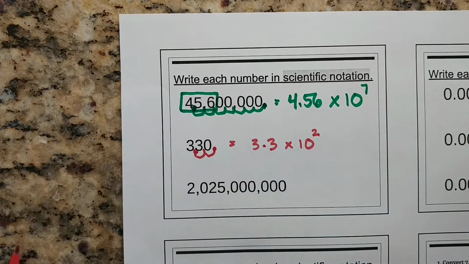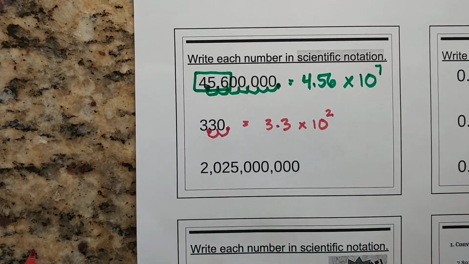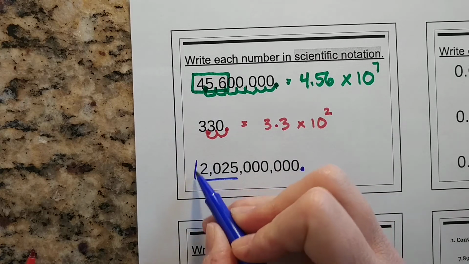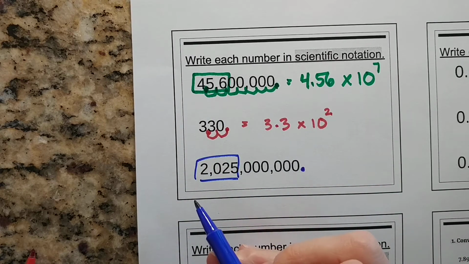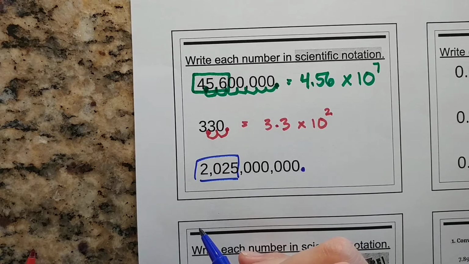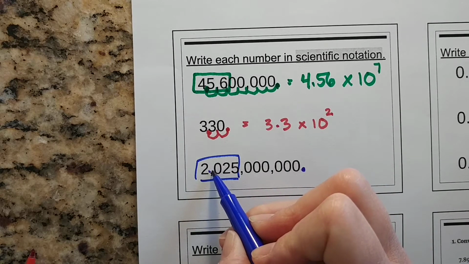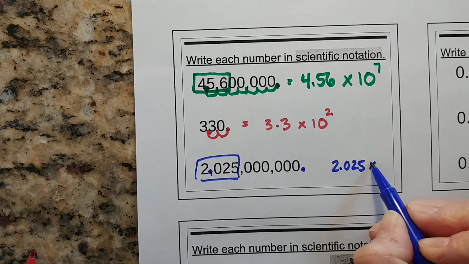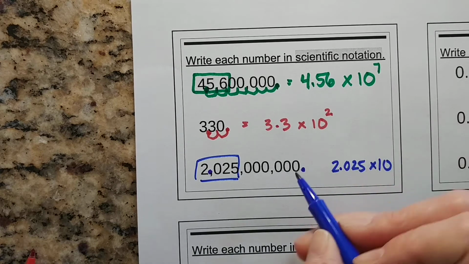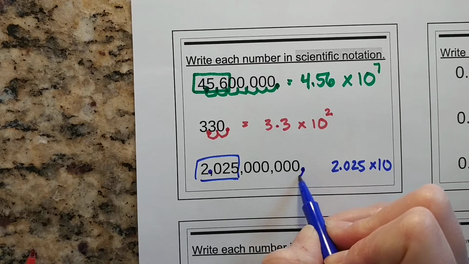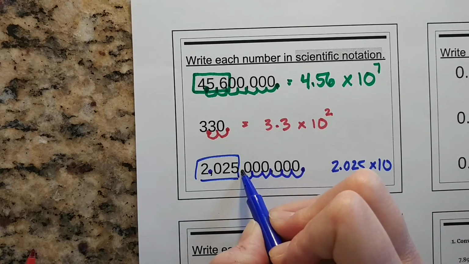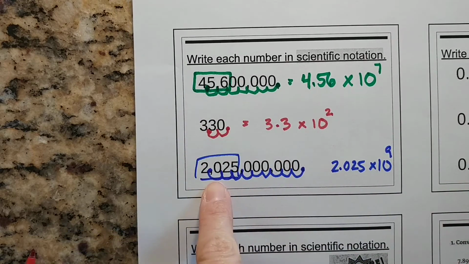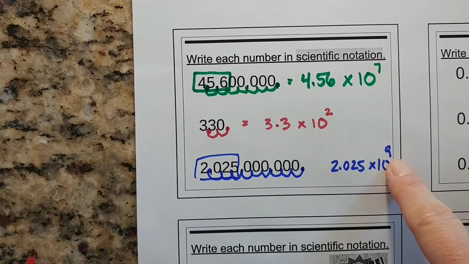It's bigger. All right, another big number. Decimal point's at the end. Where do we want it to be? Look over here. We only want one digit to the left of the decimal point. Do you see right here? 2.025. All right, so we want it to be 2.025. Now, what power? What's our exponent going to be? How many places does the decimal point move? 1, 2, 3, 4, 5, 6, 7, 8, 9. 9. There we go. We have large numbers and we have positive exponents.